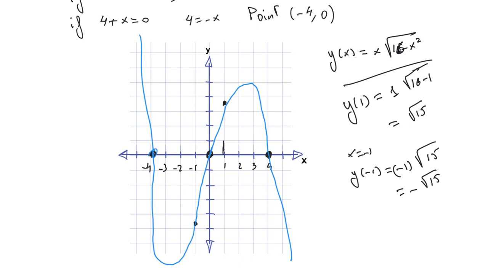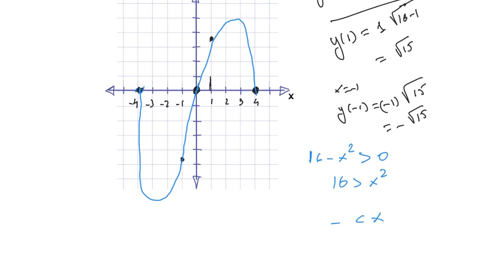So this graph is the graph of this function, but there is a small detail. You have to erase this part. Why? Because if you go outside of the interval between minus 4 and 4, the function is not defined. Because I need to have 16 minus x squared greater than 0. So I need 16 to be greater than x squared, or I need x between minus 4 and 4. Okay.